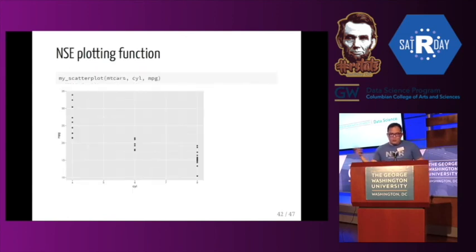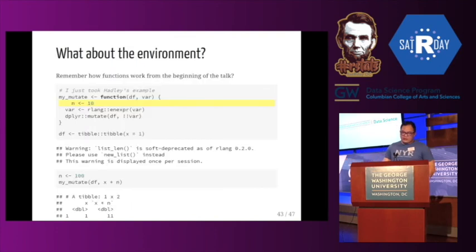Okay. So we can now take our myScatterplot, and you can now see that I can pass in unquoted strings, and it'll give us our plot back.